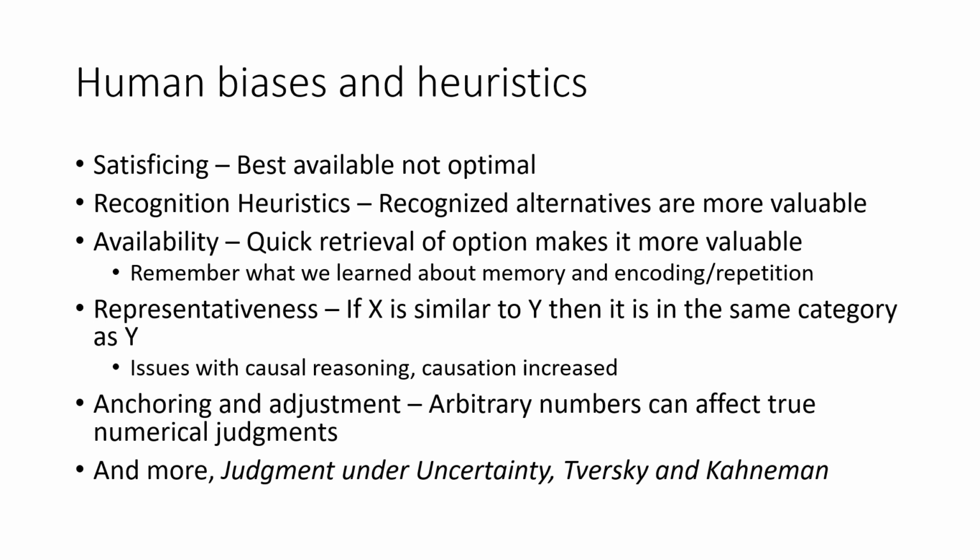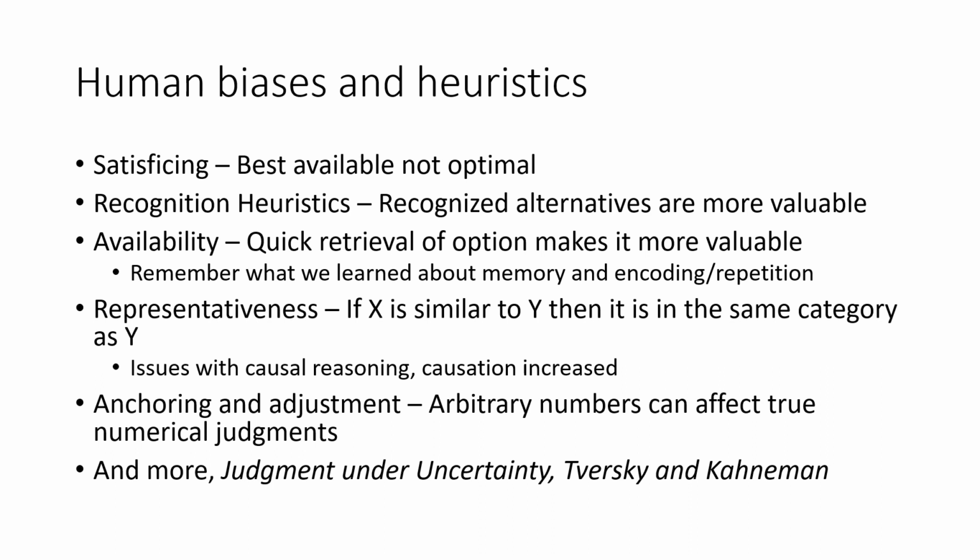Now, recognition heuristics: recognized alternatives are more valuable in memory. So paths that your agent has taken and is aware of and recognizes will always be more likely to be selected than others. Similarly, it's linked with availability. Quick retrieval of an option makes it more valuable. So when we think about the availability heuristic, that is typically a recency. So the most frequently used memory schema, process, or procedure that we undertake is the one that your brain's going to serve to you.